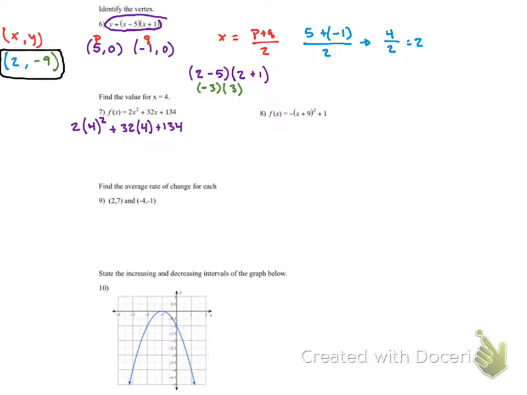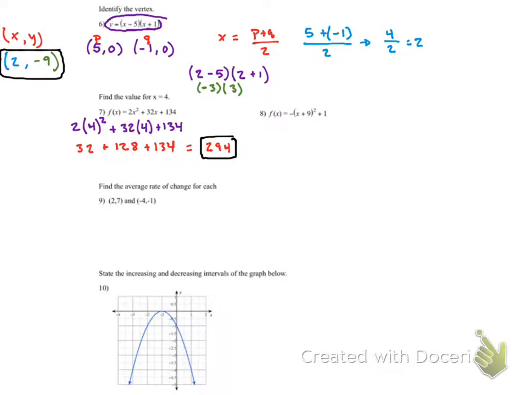So looking at this first term here, 4 squared would be 16. 16 times 2 would be 32. Plus 32 times 4 is 128. And then plus 134. And finally, you can simplify all these. So you have 134 plus 128 plus 32 gives you 294. And that's your answer there.